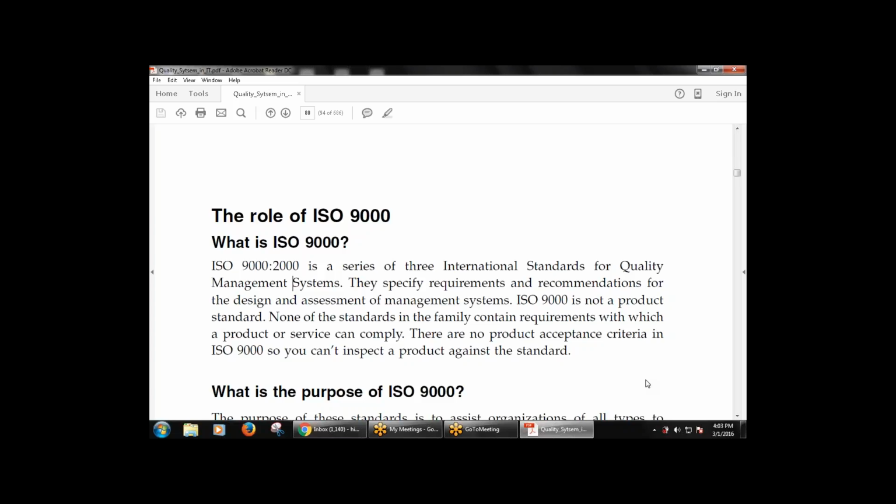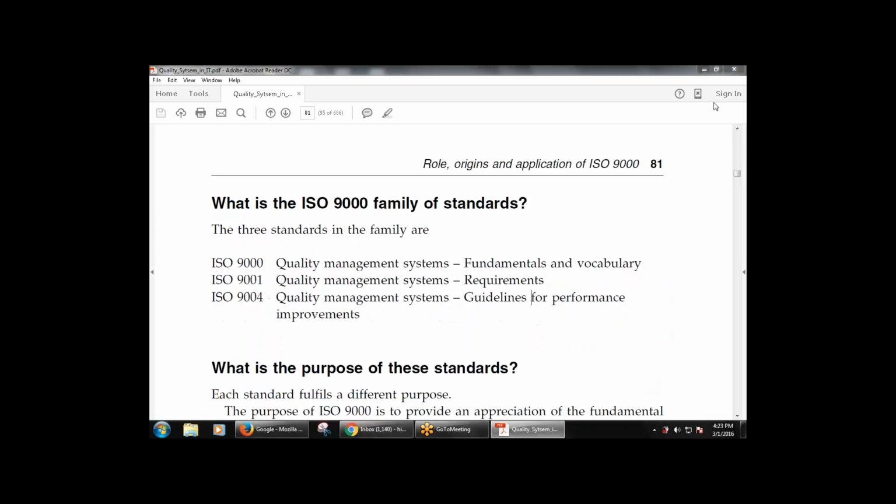So there are three parts. One is ISO 9000, that is the fundamentals, then ISO 9001, that is the requirements, then ISO 9004, that is the guidelines for performance improvement. So what are the various guidelines that are used for performance improvement? That is the ISO 9000 family of standards.